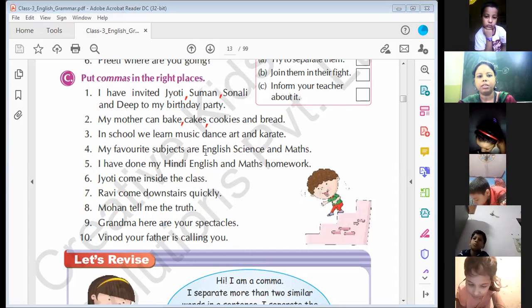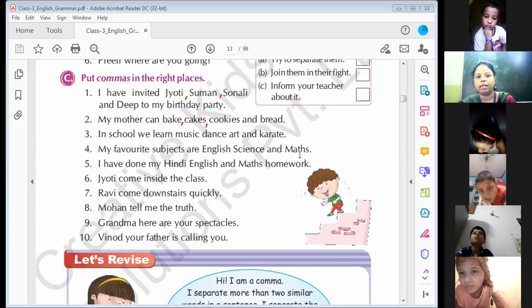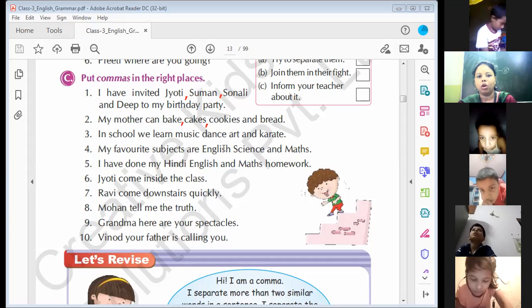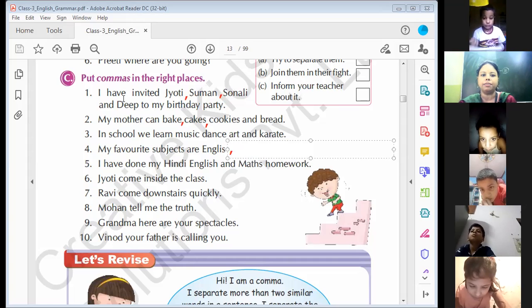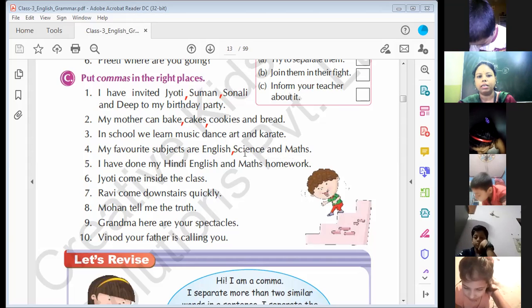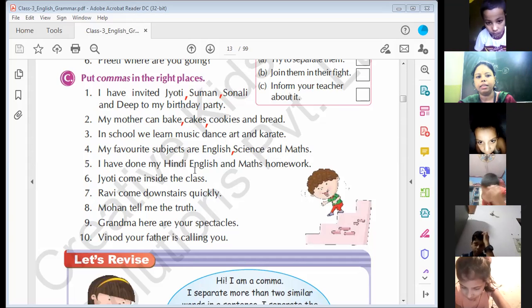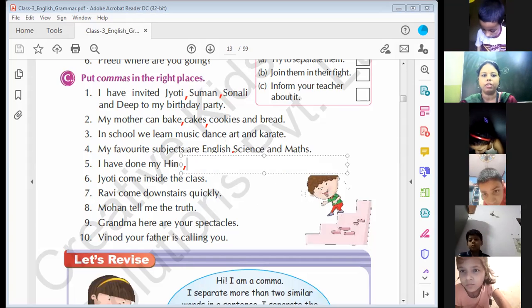My favorite subjects are English, science, and maths. So where will the comma come? Comma between English and science. English, comma, science, and maths. I have done my Hindi, English, and maths homework. So between Hindi and English, there should be a comma.